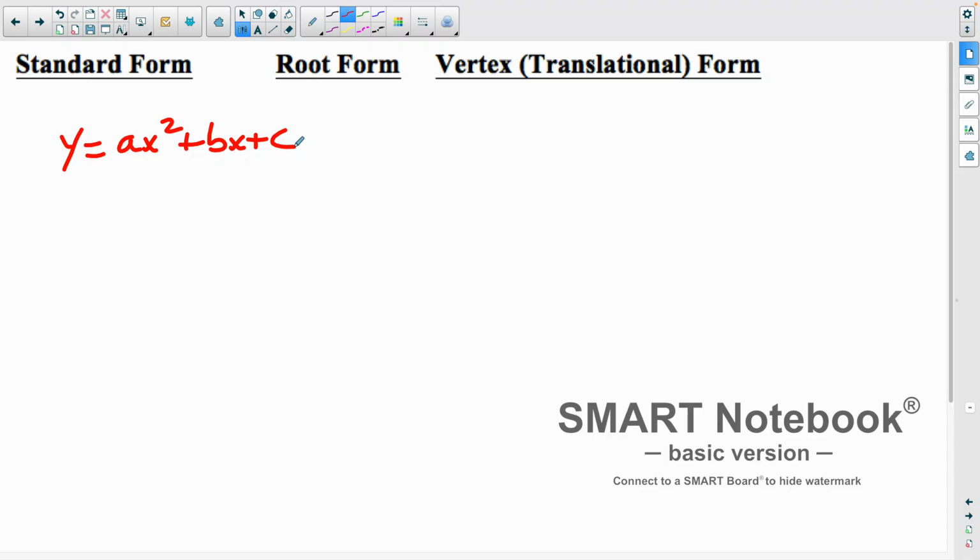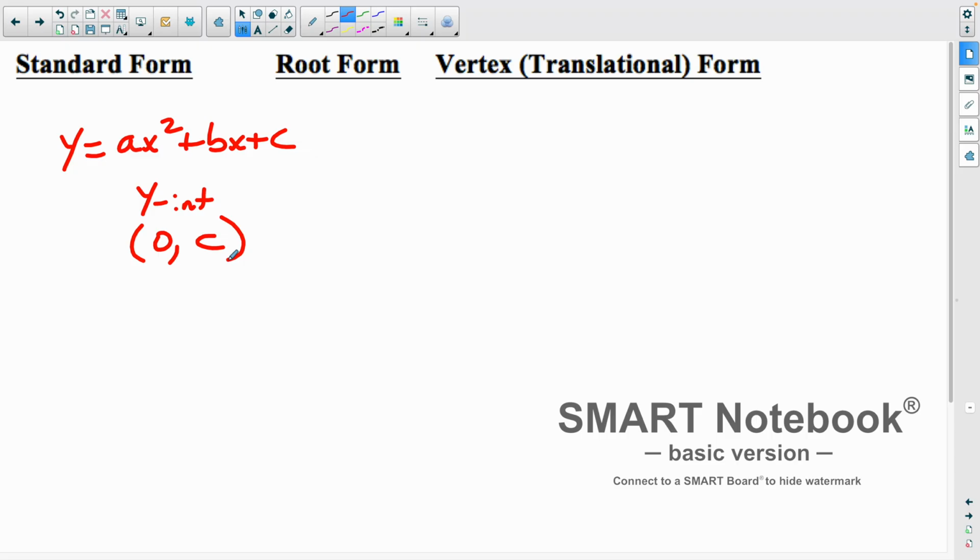What other information, what other point do I know? The y-intercept. The y-intercept is (0, c), whatever that is. Which is not a lot of information. Yeah, the y-intercept's good, but I need a little bit more than that. Now, recall, most of the time we want to find the vertex. The vertex is a very important part of a parabola.